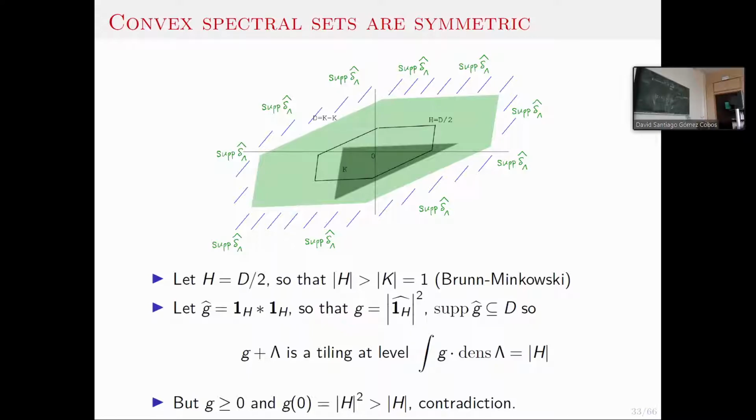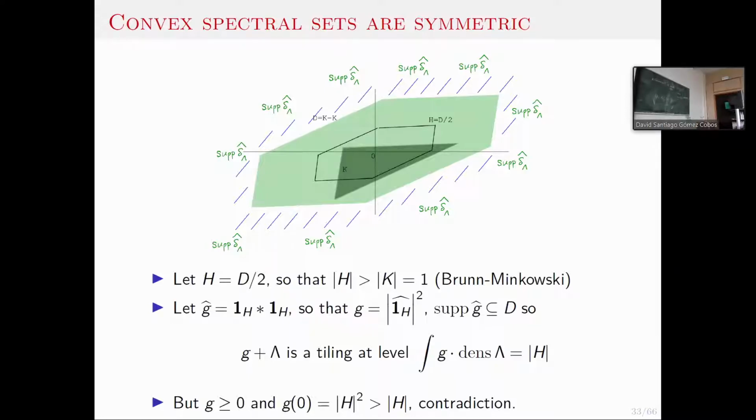Why is it h squared? Because the value of this function at the origin is the integral of 1_H, which is h, and it's squared. So it's h squared. But h is larger than 1, so h squared is strictly larger than h. So you have a tiling where your function, at some point, namely 0, exceeds the level of the tile, and the function is non-negative. That's not possible. You cannot tile at level 1 with something which assumes the height 1.1 at some point. So that's a contradiction.